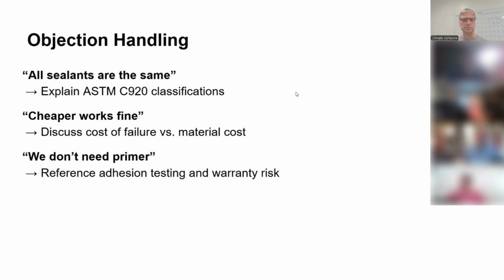Objection handling, just a couple of simple things. People think all sealants are just caulk. They're all the same. This is where the ASTM C920 and the classifications can help us. Again, that's going to describe different expansion contraction ratios. And then we can have a discussion about the work that they're doing and which product would be best for them. Cheaper works fine. Again, this is about callbacks.